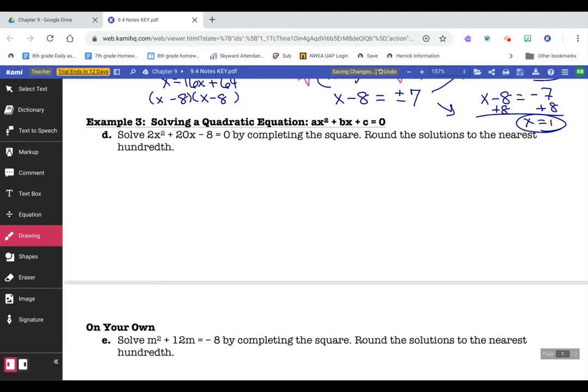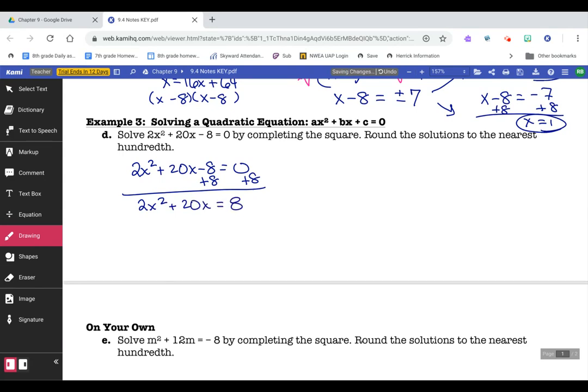For example 3, solving a quadratic equation, ax squared plus bx plus c equals 0, what we have now is a number in front of x squared. So we have a coefficient. So let's rewrite the equation. We have 2x squared plus 20x minus 8 equals 0. When we complete the square, we just want x squared plus whatever x is being multiplied to x on one side and the constant on the other. So let's move this 8 to the right side. And we have 2x squared plus 20x is equal to positive 8.